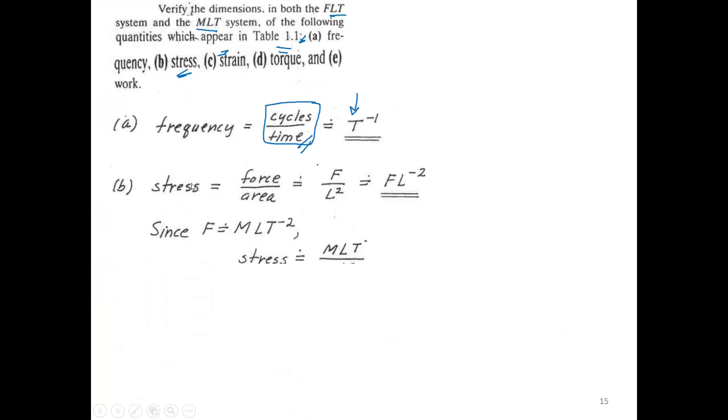So if we substitute this one right here, we notice that we have L negative 2 here and L here, so that will leave you with an L minus 1 and T minus 1, and we can't see it for some reason here. Yeah, that's because this one is overlapping the other one.